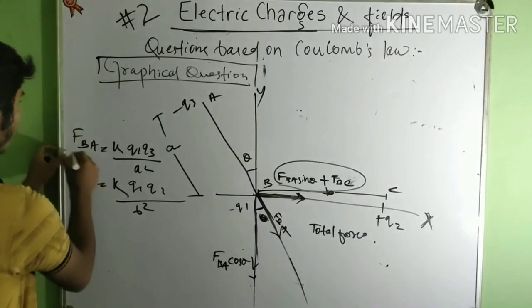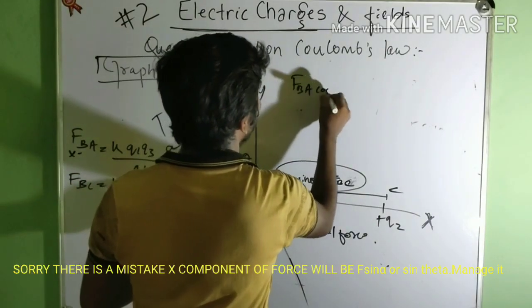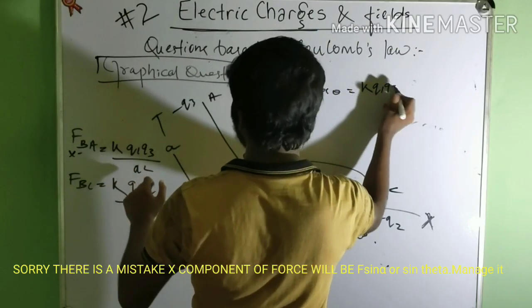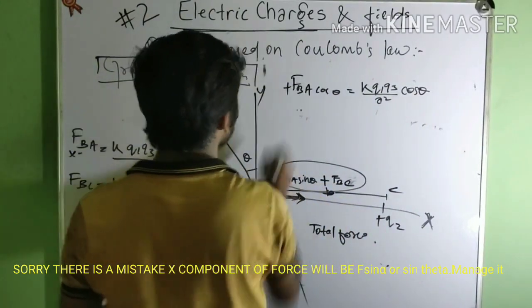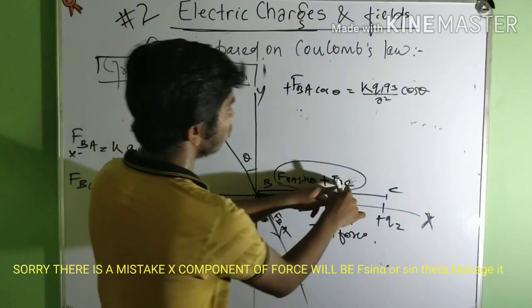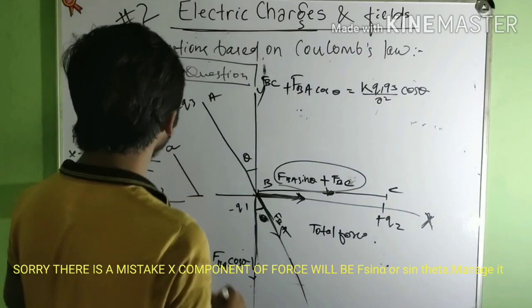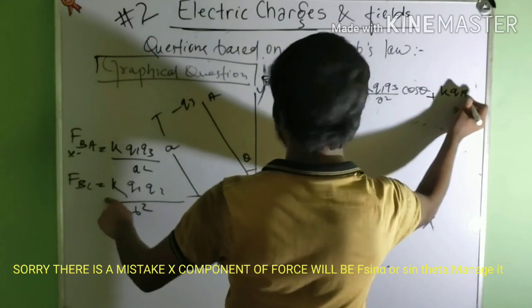The x component will be what? Force on B due to A cos theta. What will be the answer? K Q1 Q3 by A square cos theta. How much will the total force be? Force on B due to C will also be added. Force on B due to C is what? K plus K Q1 Q2 by B square.